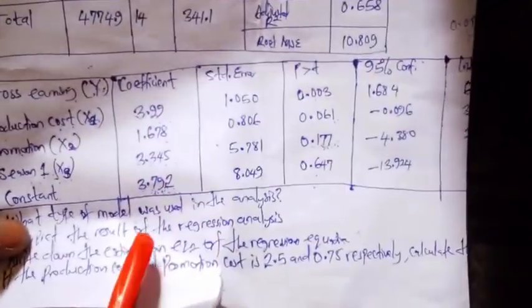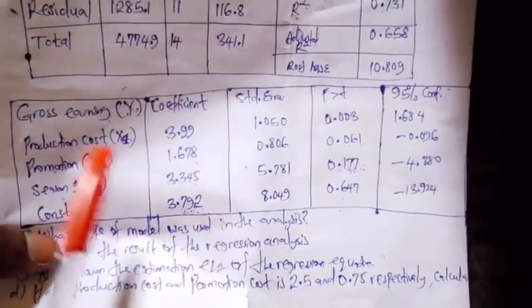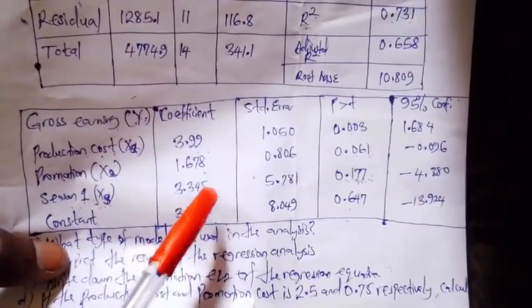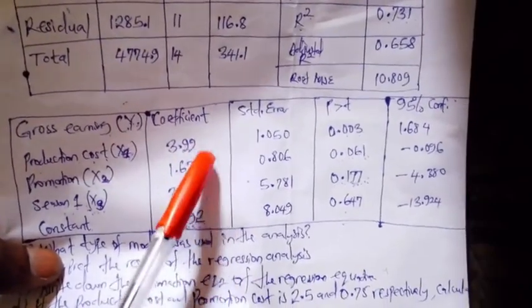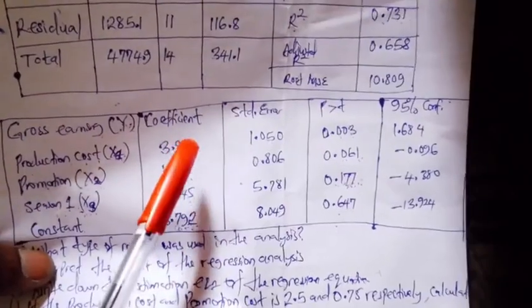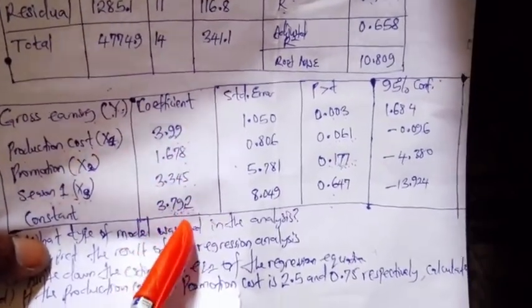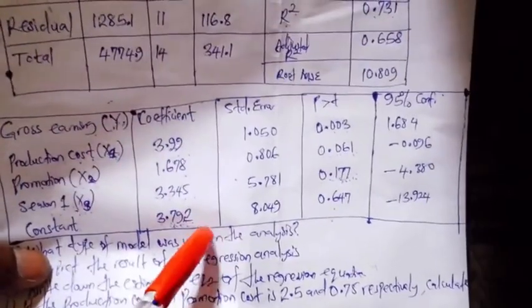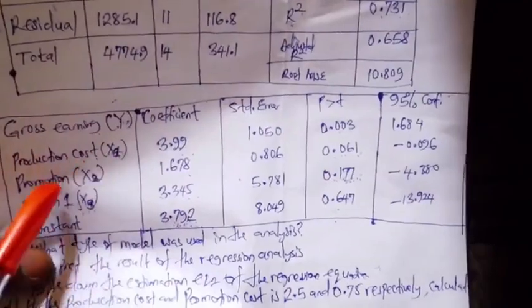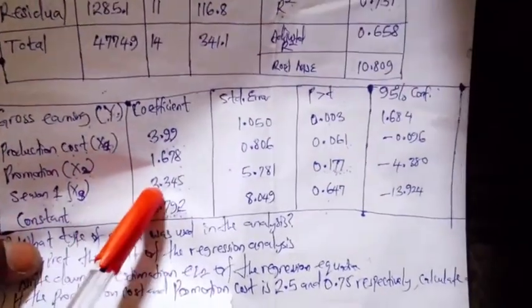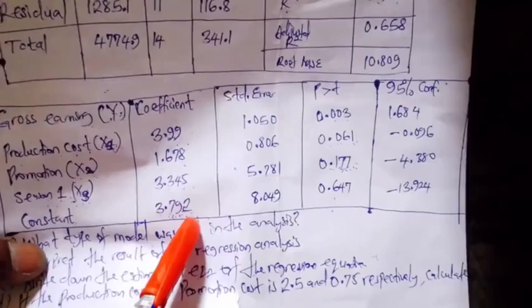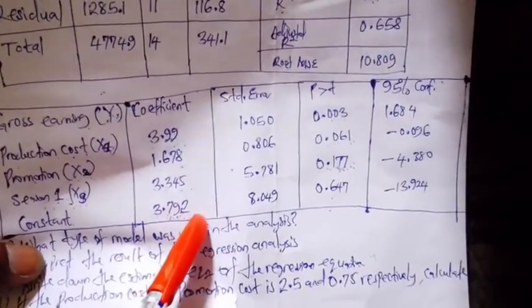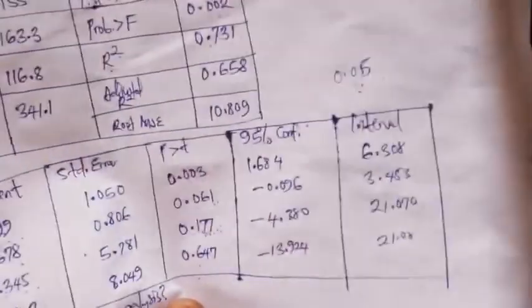Next is constant a, or intercept. This is the predicted value. This constant 3.792 is the predicted value of gross earning when all the independent variables, season, promotion cost, production cost, are kept constant at 0. Baseline. When you have no production cost, no promotion cost, no season, your predicted value of y, the dependent variable, is 3.792. Is that understood? Good.